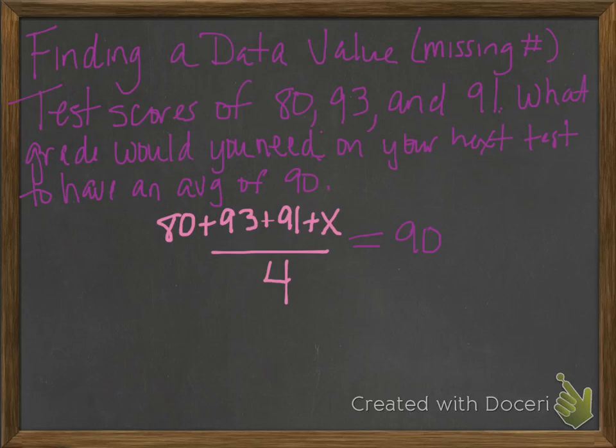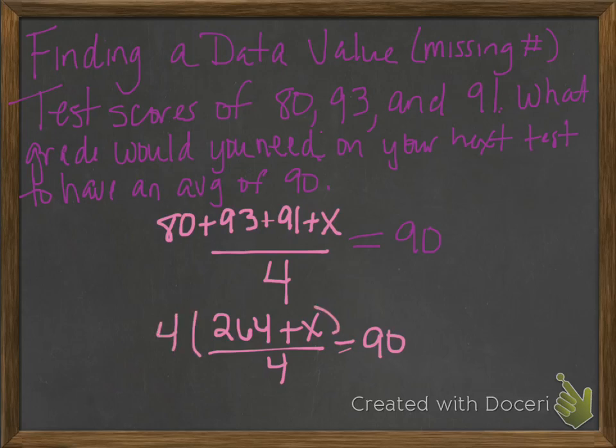We need to solve for x, but before we do that, we need to add everything in the numerator. And I get 264 plus x, don't forget your x, divided by 4 equals 90. Now I want to solve for the x, so I've got to get rid of my denominator first. So I'm going to multiply by 4, and if I do something to one side, I have to do the other. Those 4's cancel, and I have 264 plus x equals 90 times 4, which is 360.